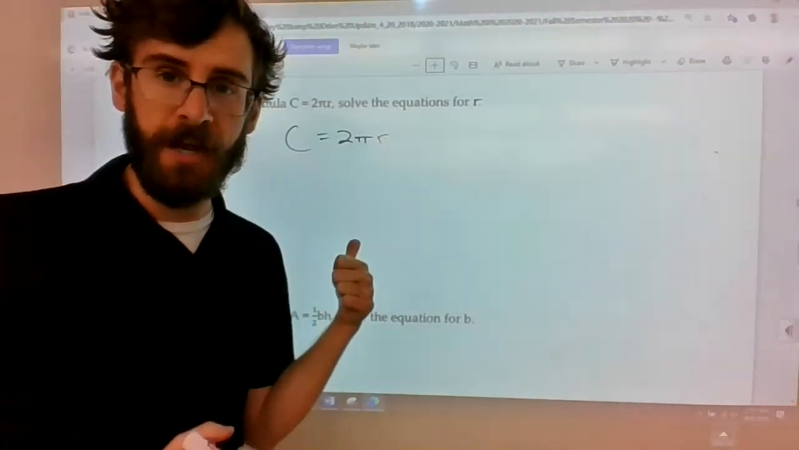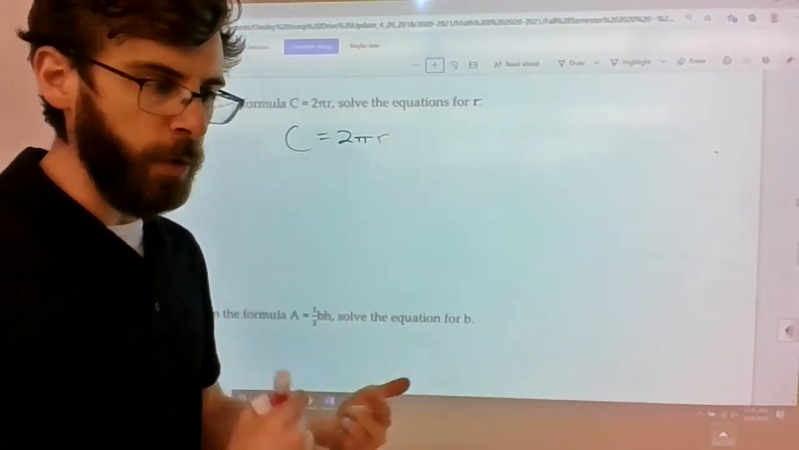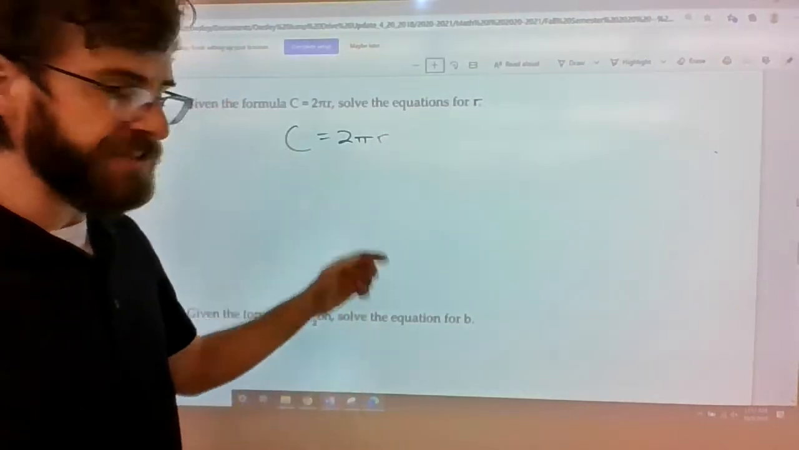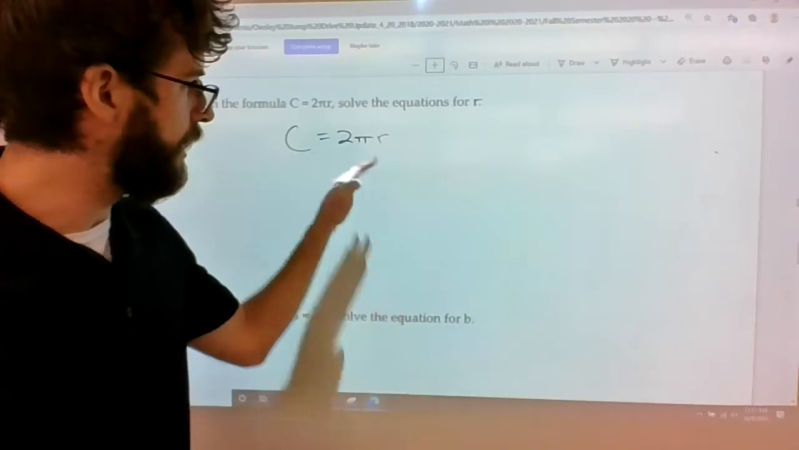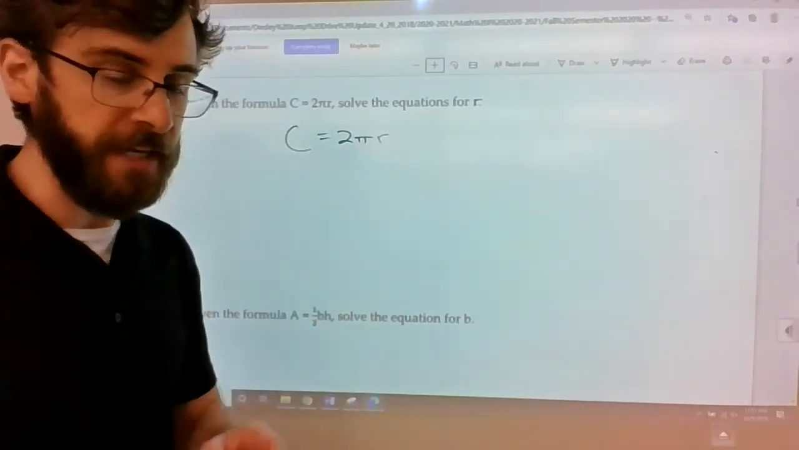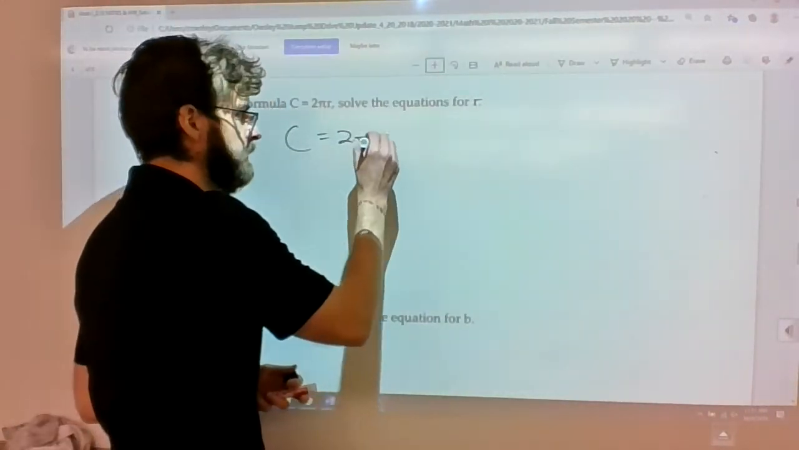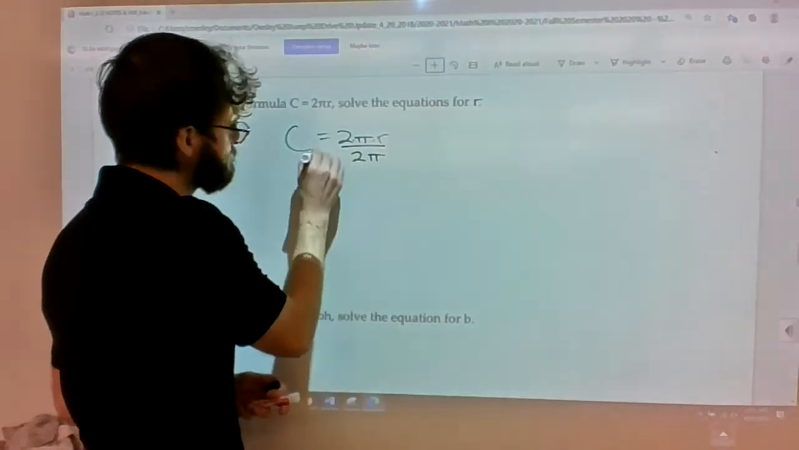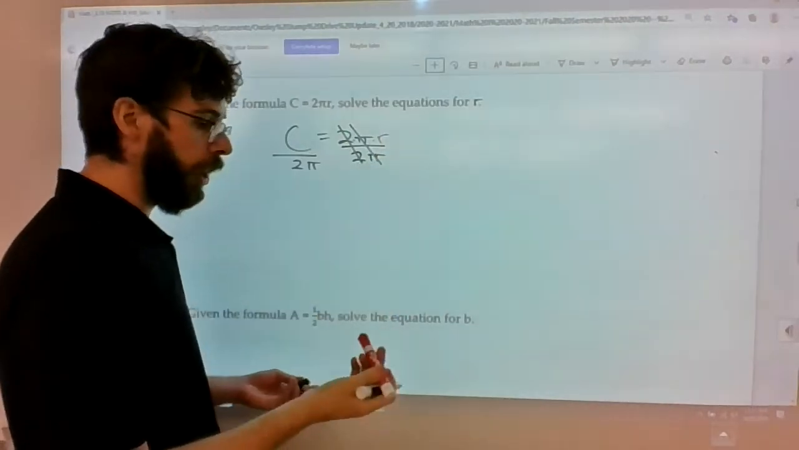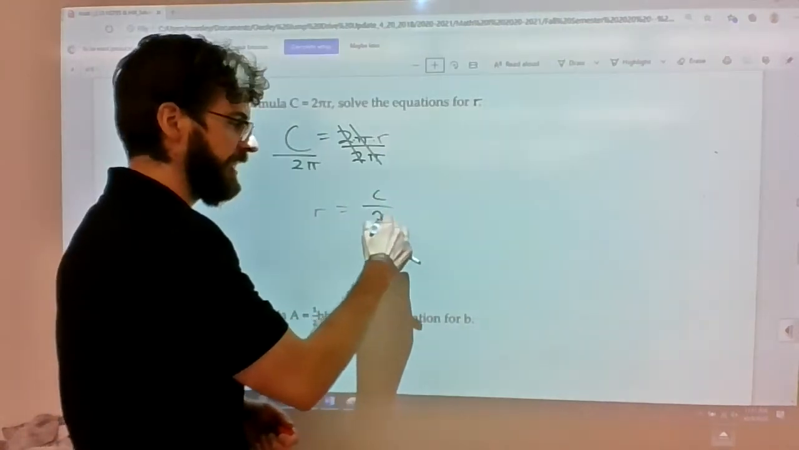Now this can be tricky sometimes because students oftentimes get into the routine of saying, I usually add or subtract first, then I divide. But in this case, there's nothing but a string of multiplication on the right-hand side. Everybody's multiplied by the red r, which means all you can do to move it to the other side is to divide by 2 pi. So r equals C divided by 2 pi. There's no simplifying that.